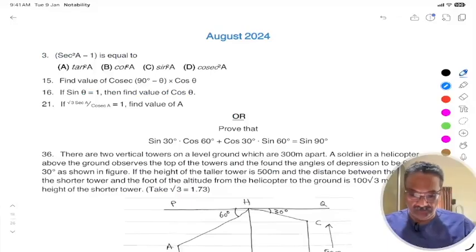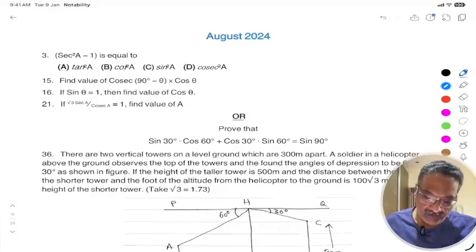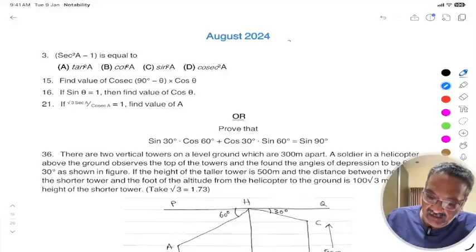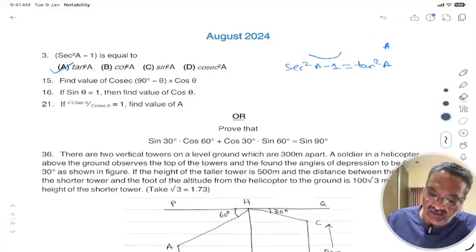Okay, now let's come to the August 2024 question paper. First question, MCQ, straightforward question. It's an identity. We know that secant square A is equal to 1 plus tan square A. Here they asked secant square A minus 1. So if minus 1 comes this side, secant square A minus 1 is equal to tan square A. So the answer is A, tan square A.